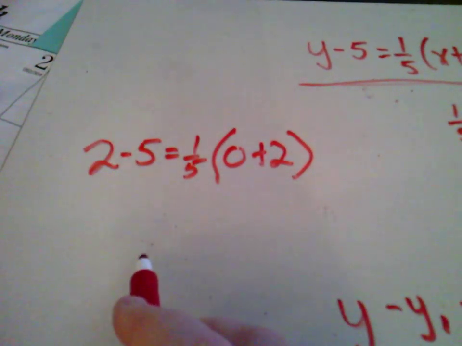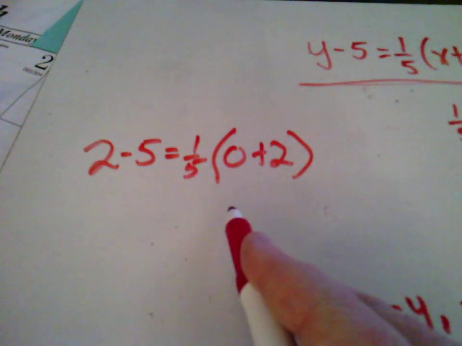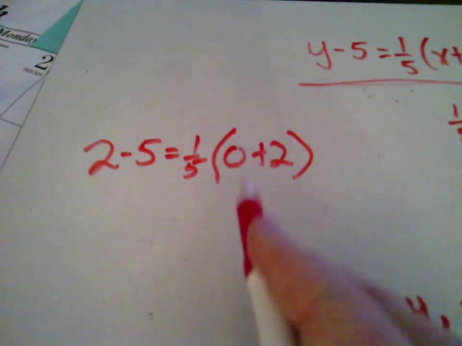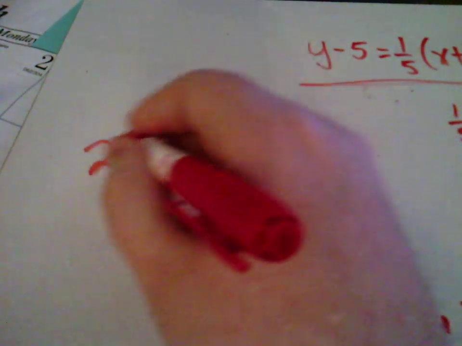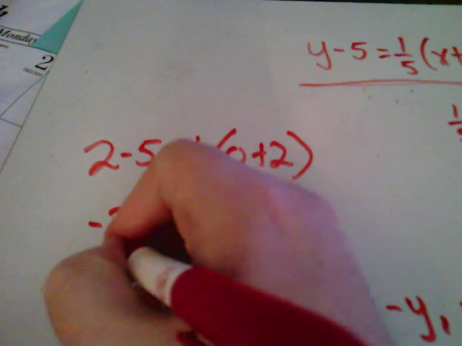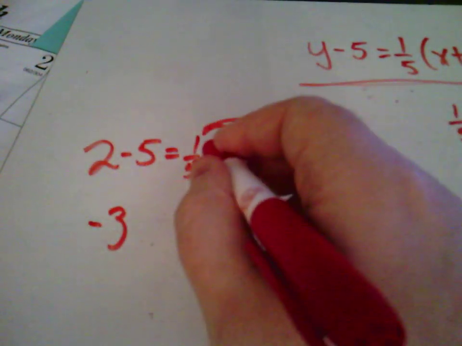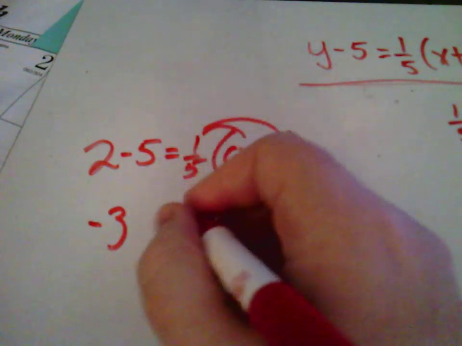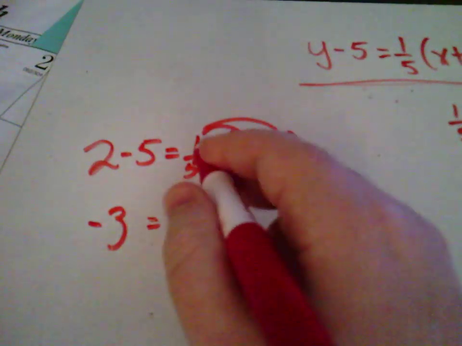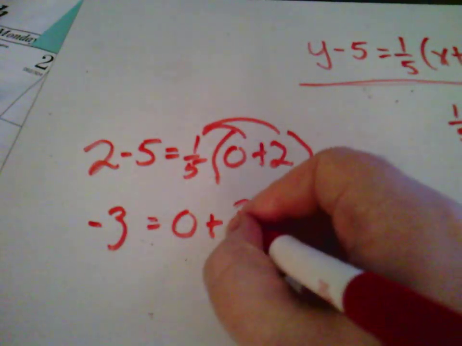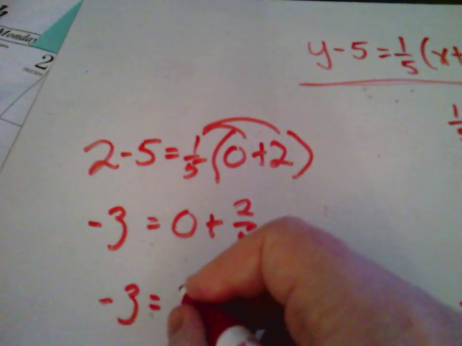Alright. If this statement turns out to be true, then this is a point on the line. If it turns out to be a false statement, then it's not. Let's start. 2 minus 5, well, that's just -3. 1/5 distributed into everything in the parentheses. 1/5 times 0, well, that's just 0. Plus 2 times 1/5 is 2 over 5. And we end up with -3 is equal to 2/5.